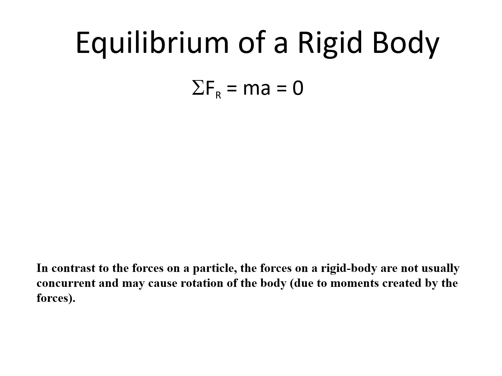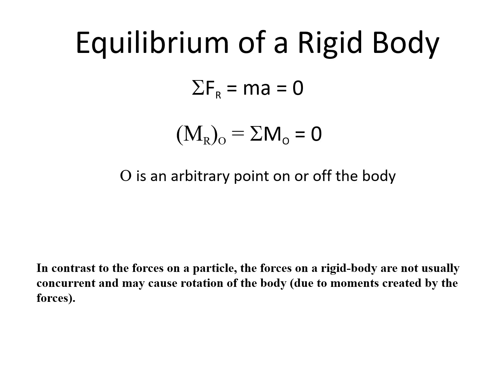When we talk about a rigid body, however, all of the forces are not necessarily concurrent, and they might cause a rotation about the body, remember, due to a moment. And so we need to add another equation of equilibrium, and that is that the sum of all the moments about some point is equal to 0. And that some point is an arbitrary point. It can be either on or off the body. And remember that the body in these problems is rigid. In other words, it doesn't smush like a foam when we apply a force.